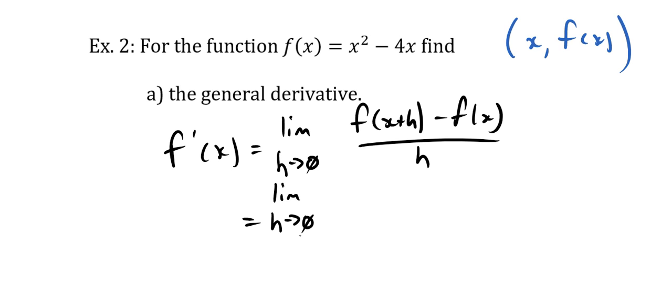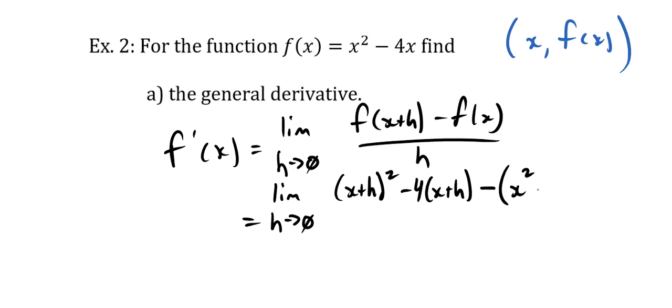What is f at x plus h? What did we just talk about? Function notation. You take whatever's in those brackets and you sub it in for every x in the function. So it's x plus h all squared minus 4 times x plus h. And what is f at x? That's our function. So folks, you have to subtract and make sure this is in brackets. F at x, which is another way to just think about the original function, which is x squared minus 4x. Does that make sense?